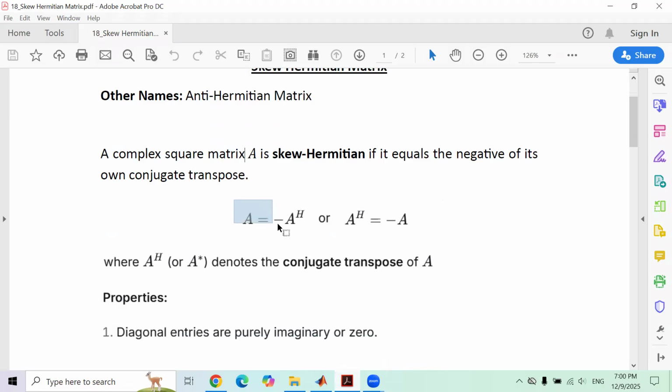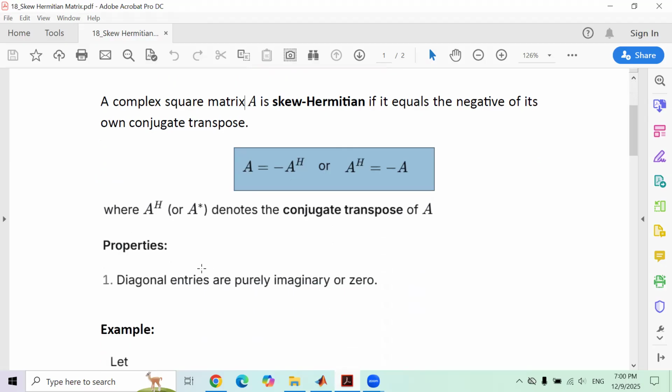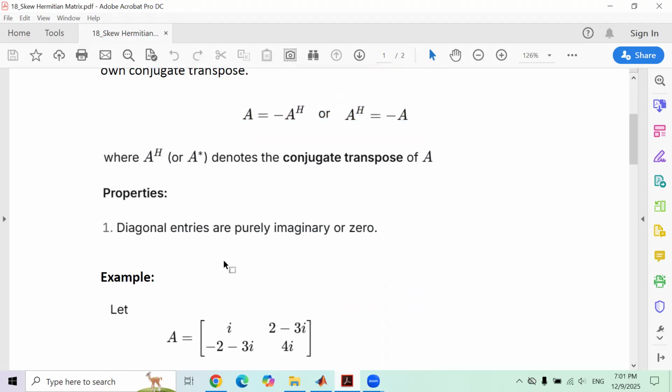Mathematically, it can be shown as such: A is equal to minus A^H or A^H is equal to minus A. Both are correct, where A^H or A star denotes the conjugate transpose of A. There are several properties of a skew Hermitian matrix. One property is that the diagonal entries are purely imaginary or they are zero. Purely imaginary means there is no real part.